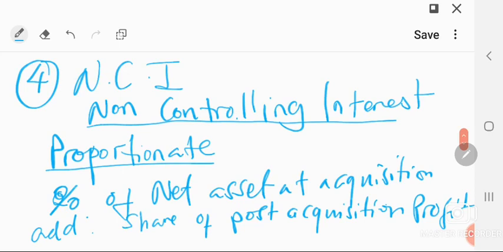There's another method that they call the full value method, or the fair value method. In that method, they will give you the fair value of the non-controlling interest. It might be stated in your adjustments as the fair value of the non-controlling interest was so much. You get that amount and then add the share of the post acquisition profits. So basically there are two methods for getting the same non-controlling interests. That's something to remember.